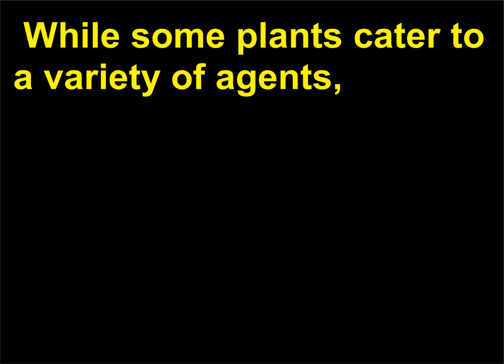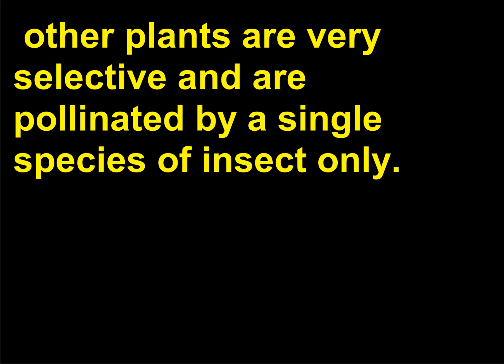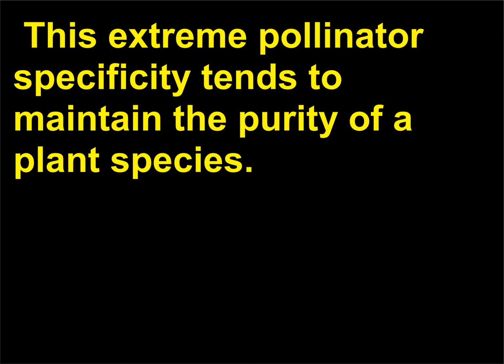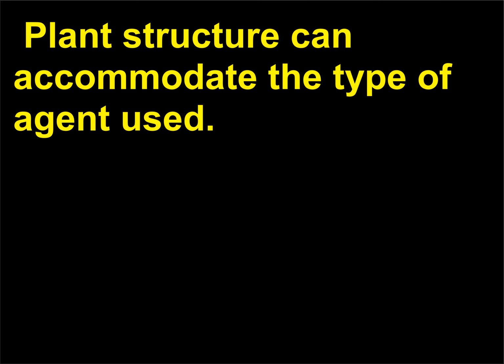While some plants cater to a variety of agents, other plants are very selective and are pollinated by a single species of insect only. This extreme pollinator specificity tends to maintain the purity of a plant species. Plant structure can accommodate the type of agent used.